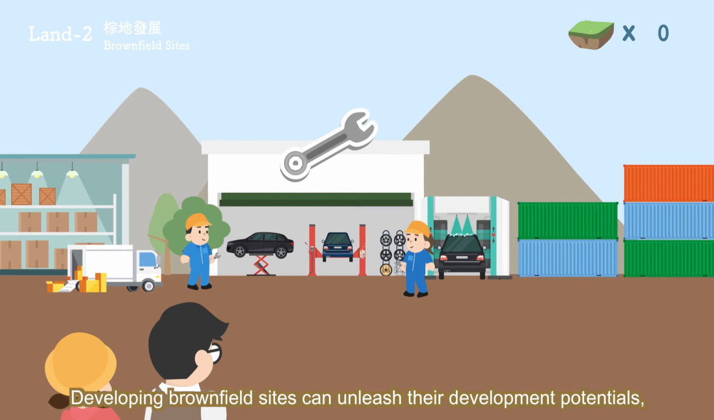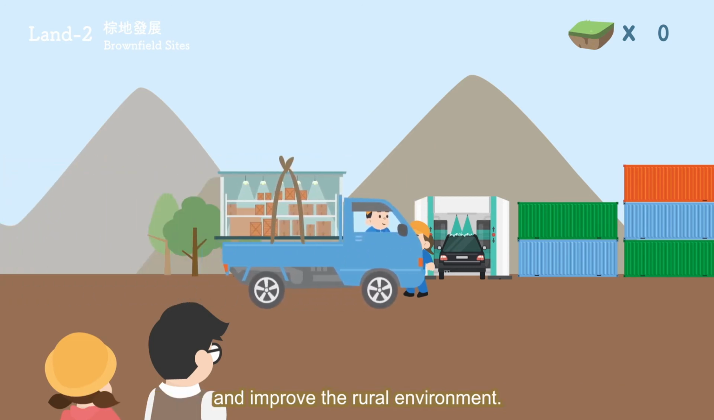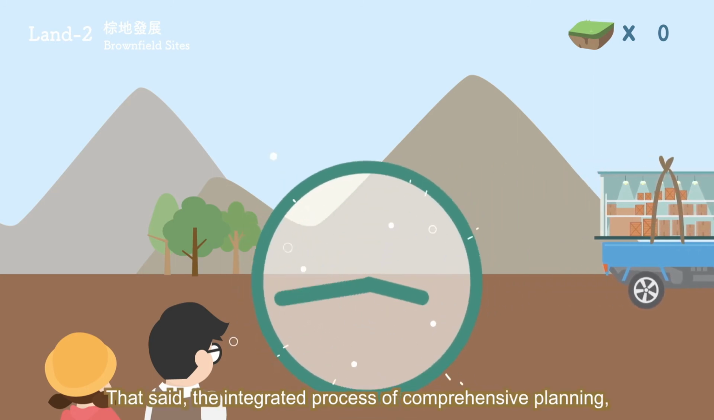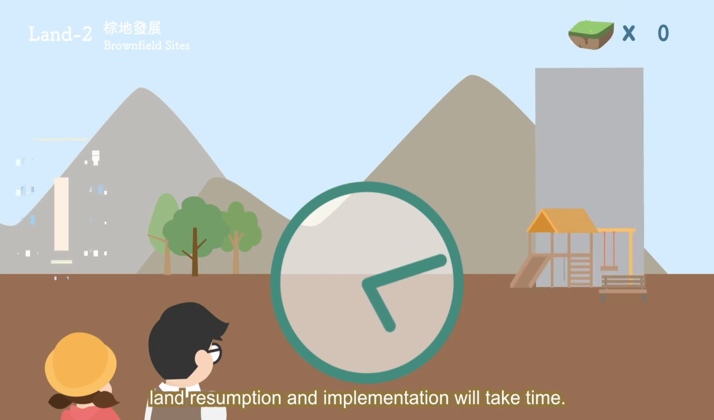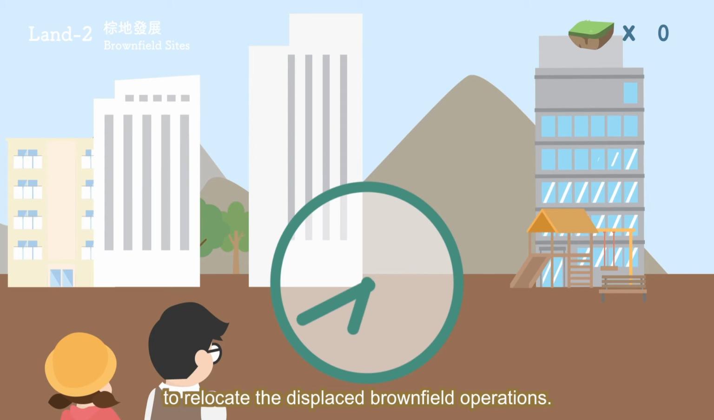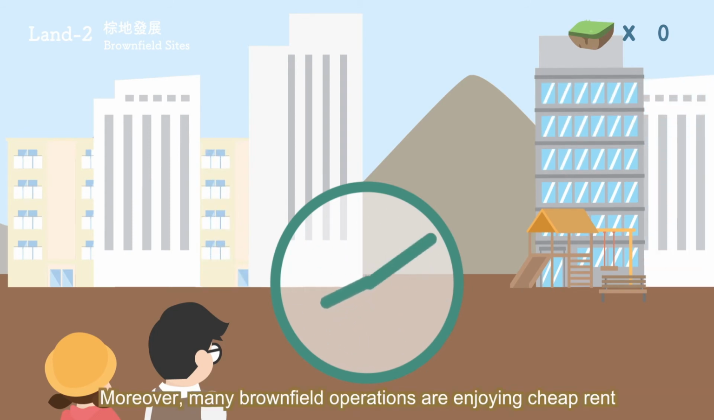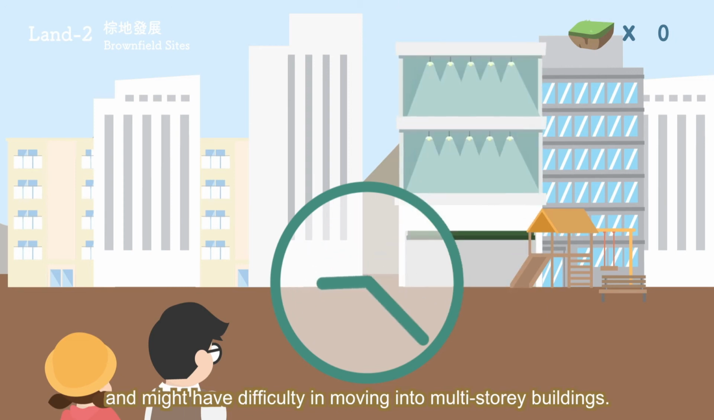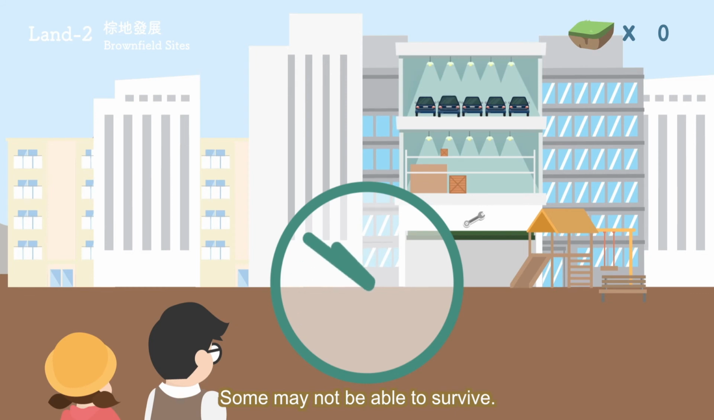Developing brownfield sites can unleash their development potentials, rationalize the rural land uses, and improve rural environment. That said, the integrated process of comprehensive planning, land resumption, and implementation will take time. It is also challenging to identify new sites to relocate the displaced brownfield operations. Moreover, many brownfield operations are enjoying cheap rent and might have difficulty to move into multi-story buildings. Some may not be able to survive.